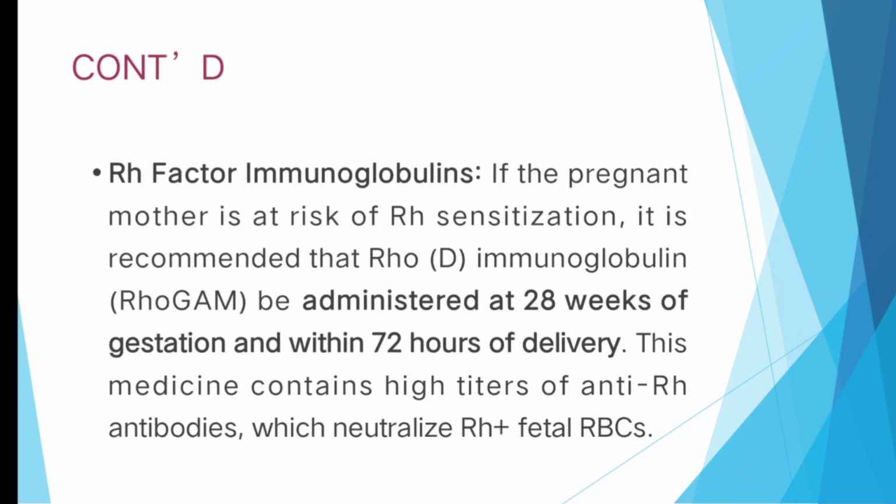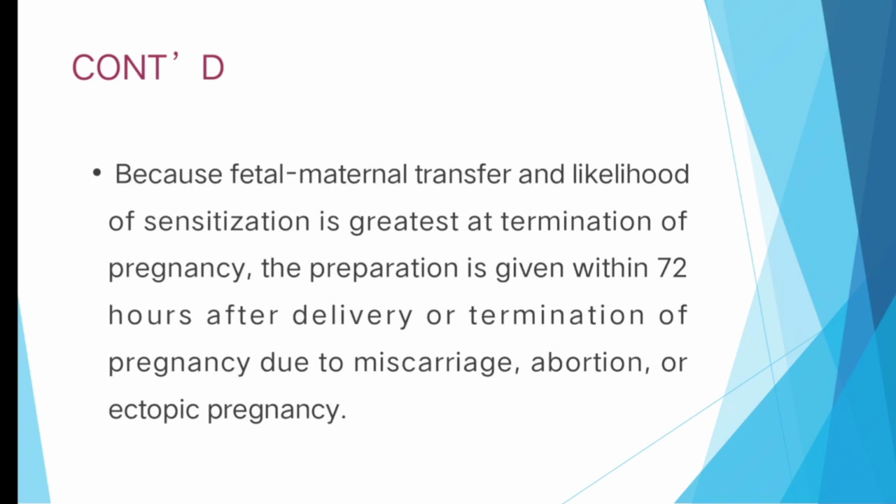Again, Rh factor immunoglobulin has to be administered, that is Rogam, as we will say in simple terms. It is administered at the 28th week of gestation and within 72 hours after delivery. So before delivery we can administer it, during the 28th to 35th week of gestation, or after the baby is born we can also administer this Rogam to the mother in order to prevent the antigen antibody reaction in subsequent pregnancies.